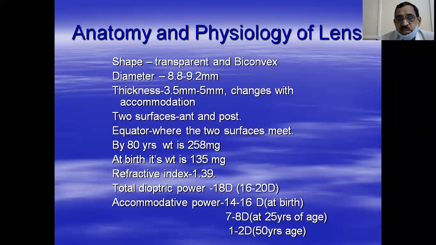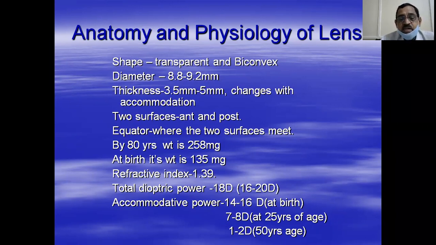The anterior surface has a larger radius of curvature, about 10 millimeters, and the posterior surface of the lens has a radius of curvature of 6 millimeters. Where these two surfaces meet, it is known as the equator. And the weight of the lens varies. At birth, it's around 135 milligrams, and as the age advances, at the extremes of age, it will be around 258 to 275 milligrams at the age of 70 or 80 years.